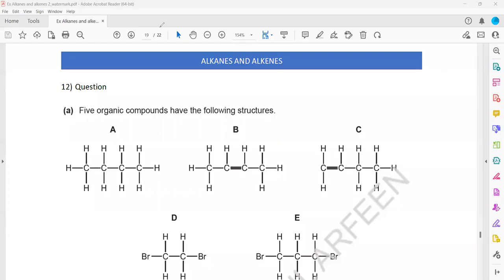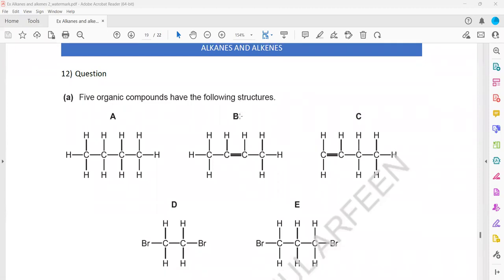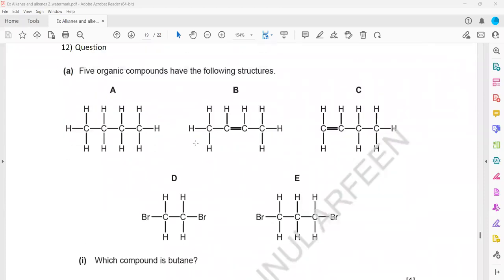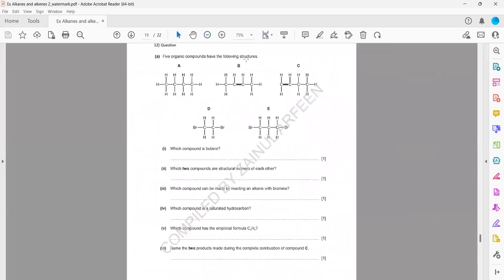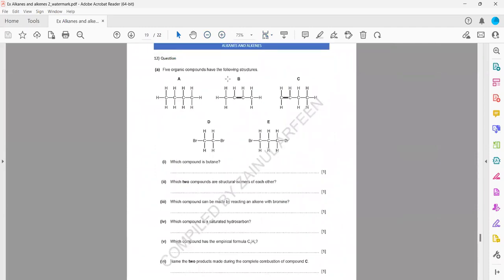Exercise alkane and alkene, exercise 2. Question number 12. Five organic compounds have the following structures, as you can see. And the question is, which compound is butane? I will just zoom out, as we need the whole. So which compound is butane?